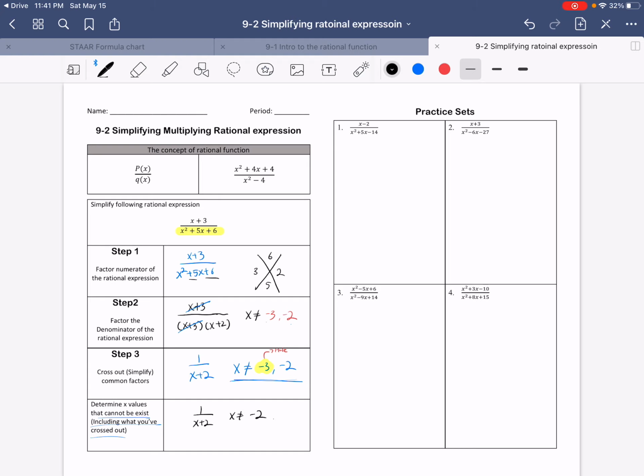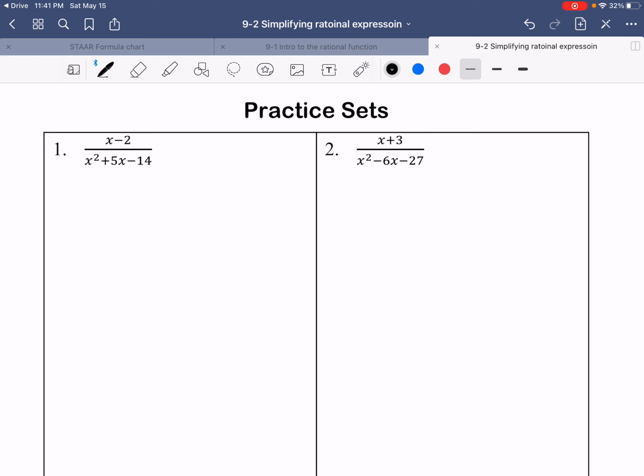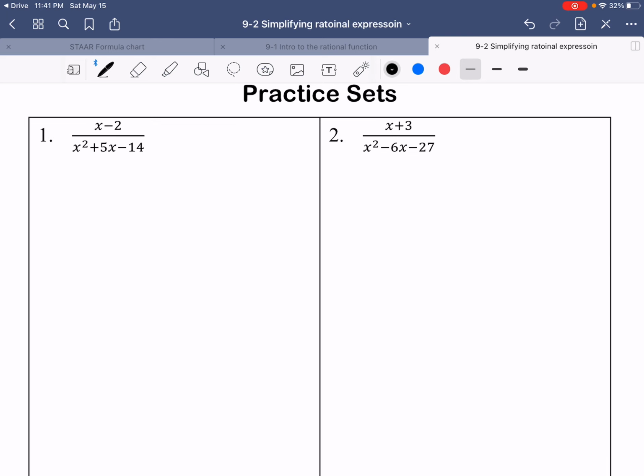So here is some practice set. Here are some practice sets. So try these questions by yourself. I will try the question on the left. So there's nothing that I can simplify on the top, so I will just simplify in the bottom, where I have negative 14 in the top, 5 in the bottom. So what's 7 and negative 2 can give you this. So I have x minus 2 over x plus 7 and x minus 2.